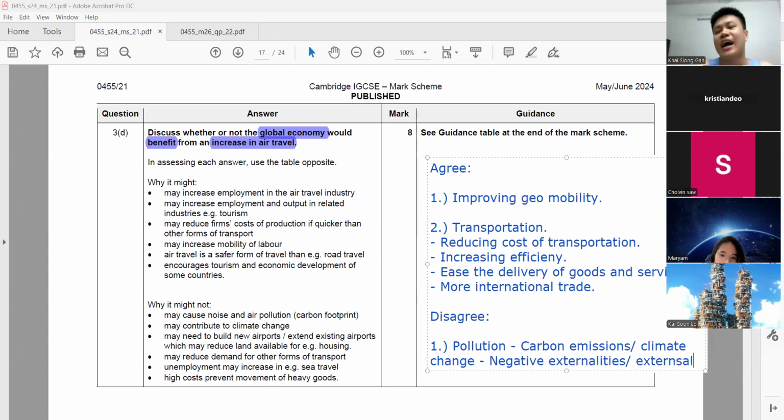Or external cost. Yeah, you talk about disease. You cannot talk about disease. Suddenly you talk about diseases, then that one is a bit far. You talk about diseases, that one is a bit too far. Okay, then you need to have one more point to disagree.